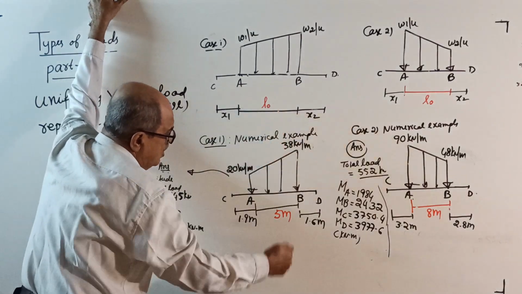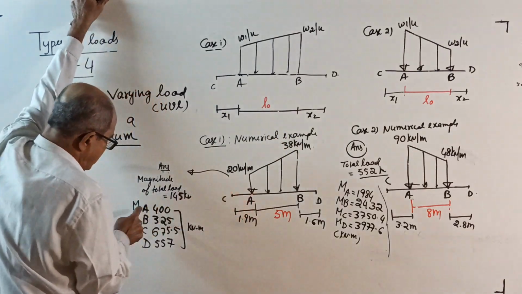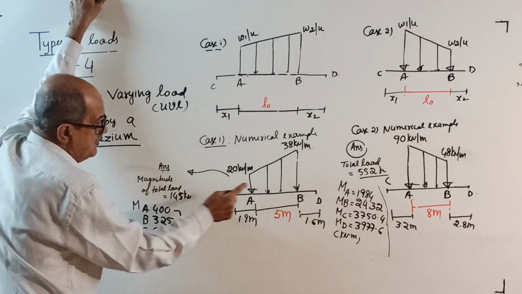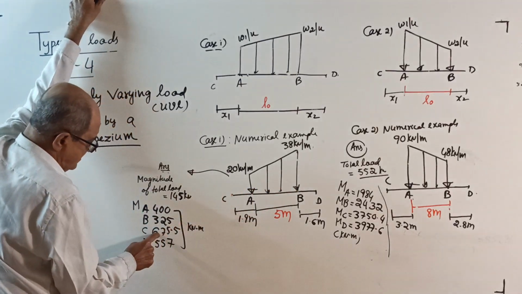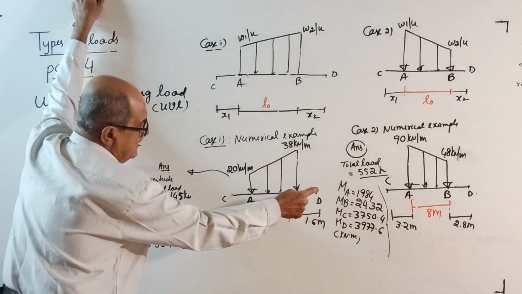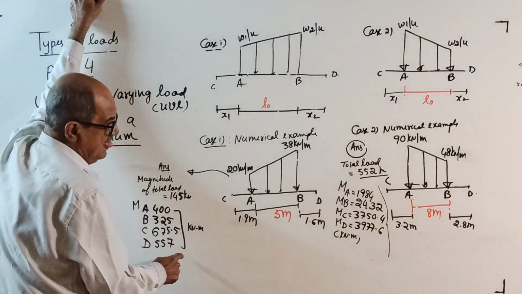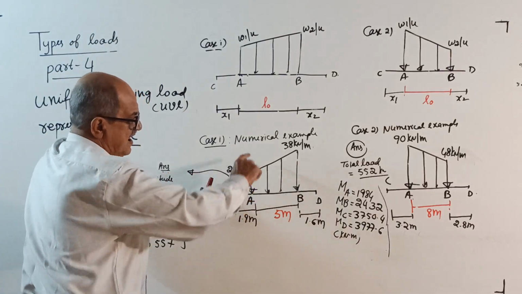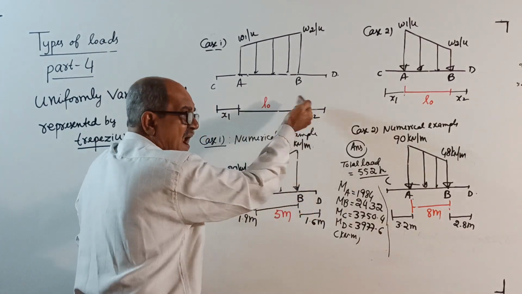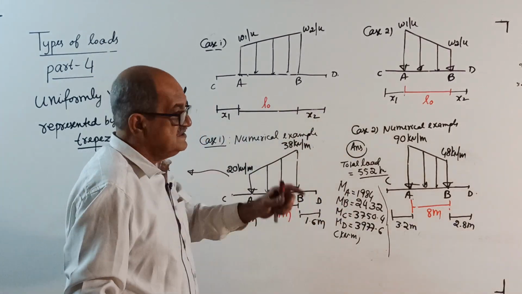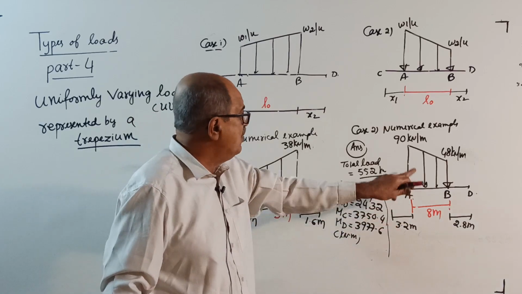For the total load, moment about A is 400, moment about B is 325, moment about C is 675.5, moment about D is 557. Moment about C and A are clockwise, everywhere same. Moment about B and D are anti-clockwise, over. Same way for this question, I am rubbing the board now.